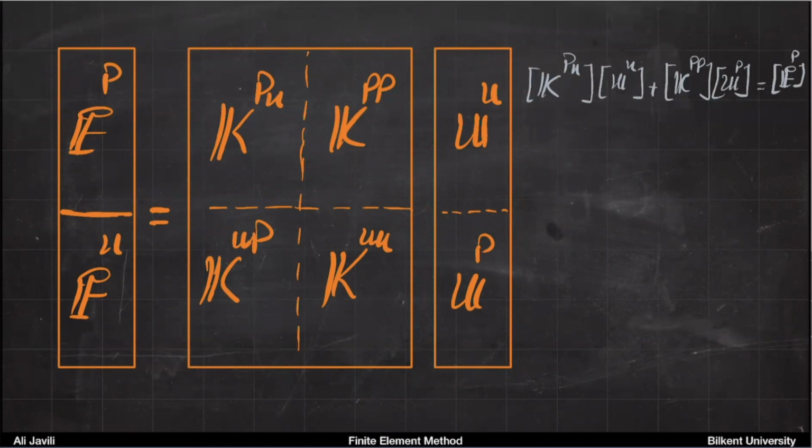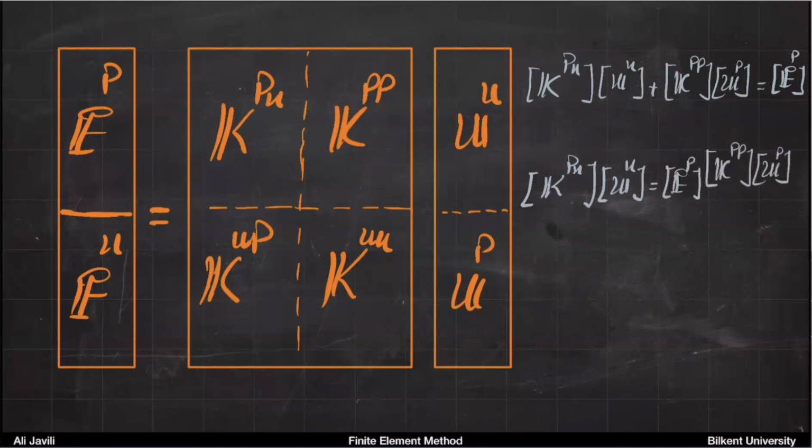What you want to do next is to take this part to the right-hand side. So you would end up with a system which looks like KPU times UU equals FP minus, let me just copy paste this thing from up here, minus this thing. Now if you look at just the superscripts here, you can just see P. Everything is P. That means everything is prescribed. So you know everything that is on the right-hand side.